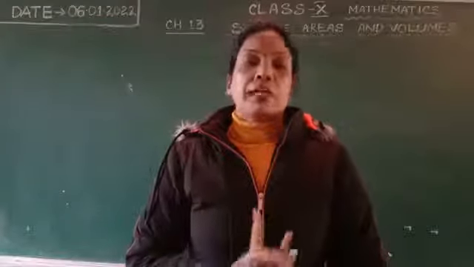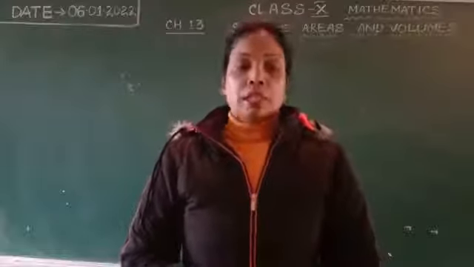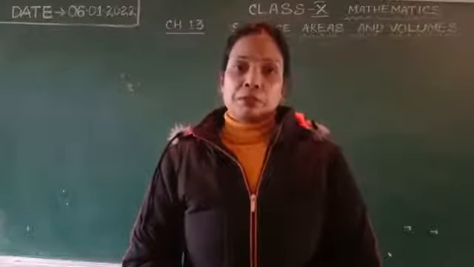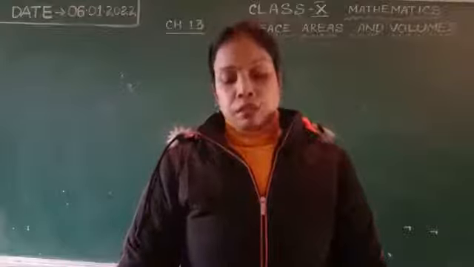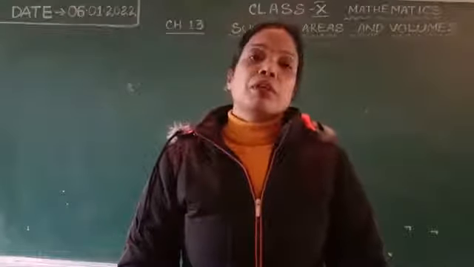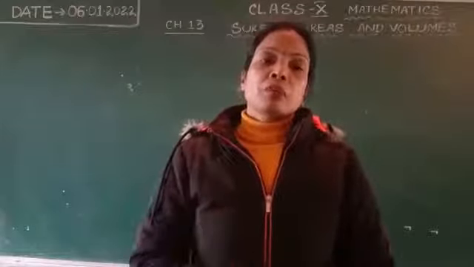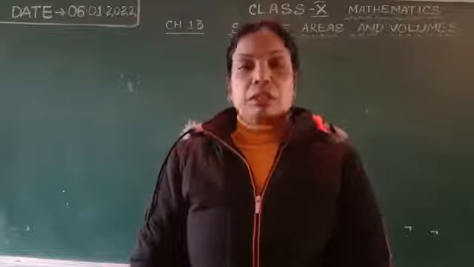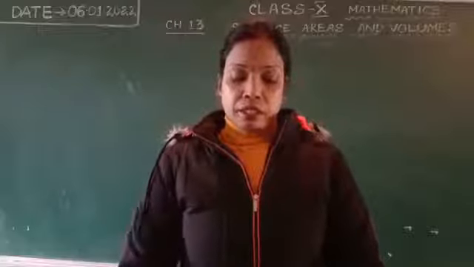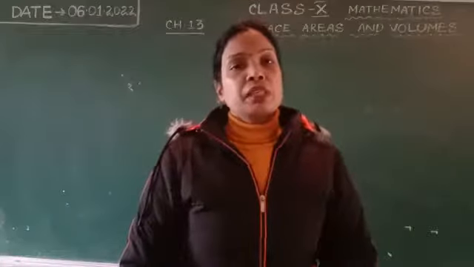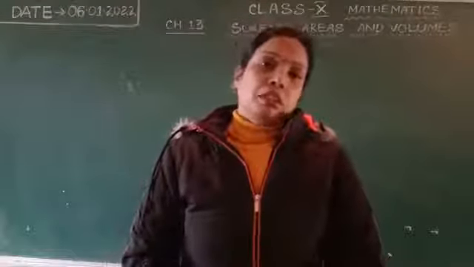in this chapter, one topic is deleted for this year according to your CBSE syllabus, that is the frustum. The shape of the frustum, this topic is totally deleted. Only the surface area and volume of three-dimensional shapes remain: cuboid, cube, right circular cone, right circular cylinder, hollow cylinder, then sphere, hemisphere. These are the three-dimensional shapes we will study here.